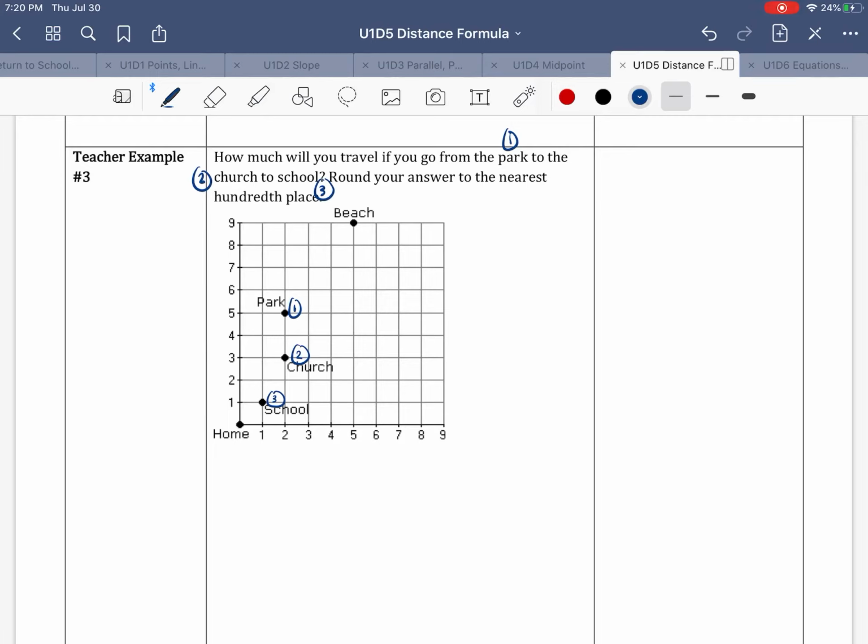Now, because it's on a graph like this, it's very neatly ordered, to go from the park to the church, this distance, you can just look at it and you know exactly what that distance is. 1, 2. So from the park to church, it is 2 units. All right? Now going from the church to the school, it goes across. It's not straight, vertical, or horizontal, so we can't use that same counting method.